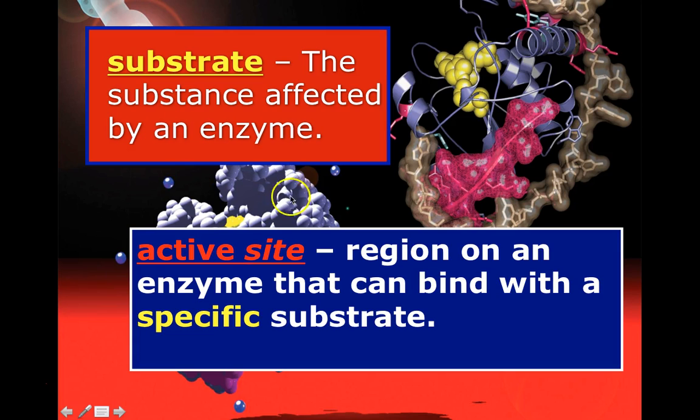The active site, which is down here, is a certain shaped spot on the enzyme that can only bond with a specific substrate. So if the shape of the substrate is a square, the shape of the active site must also be a square in order for it to fit perfectly. The relationship between active sites and substrates is like a lock and a key. If the key and the lock don't fit perfectly, the enzyme is unable to do its job.